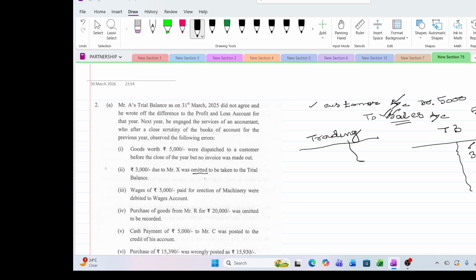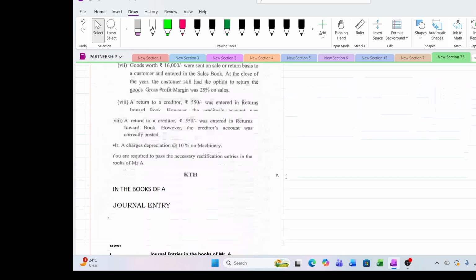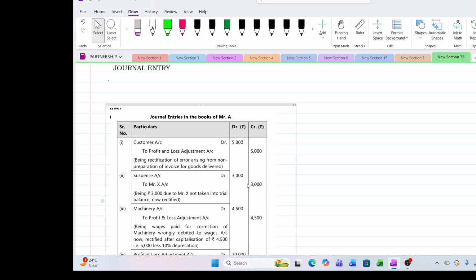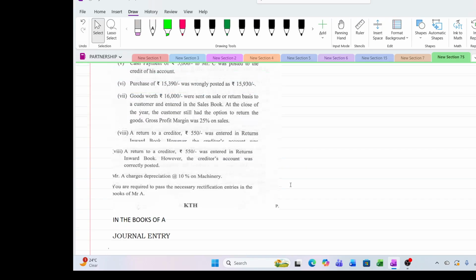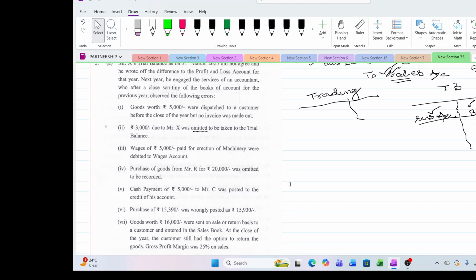So what would have happened? Our trial balance would not have tallied by 3,000 rupees. So what we generally do is credit the suspense account so that the trial balance tallies. Now we have found the error, because this amount is due to Mr. X. So what you should do is debit the suspense account and credit Mr. X account. That is what happens in your rectification entry. The second entry is suspense account debited to Mr. X account because this was omitted in the trial balance.